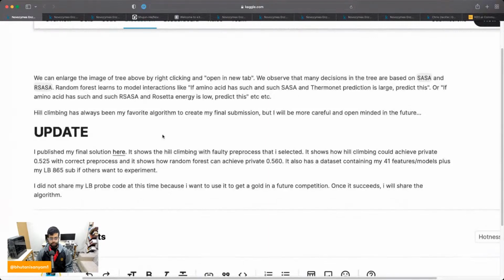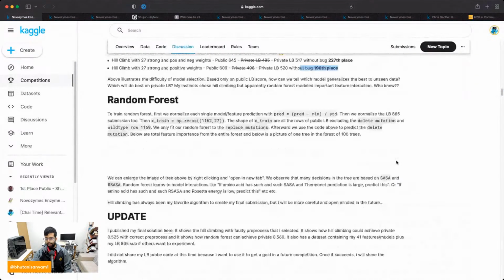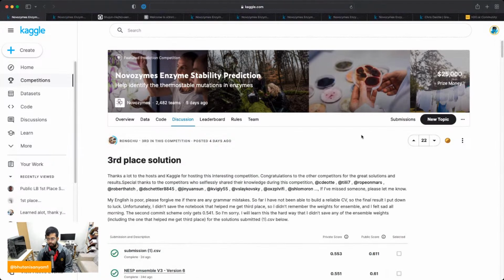He's also shared his final solution as a notebook, so you can also read through that. But again, it's really impressive to see how even the best of the best can also mess up. And this competition was really challenging in that sense that it was really hard to understand if you were overfitting or not. So that was the public first place solution.